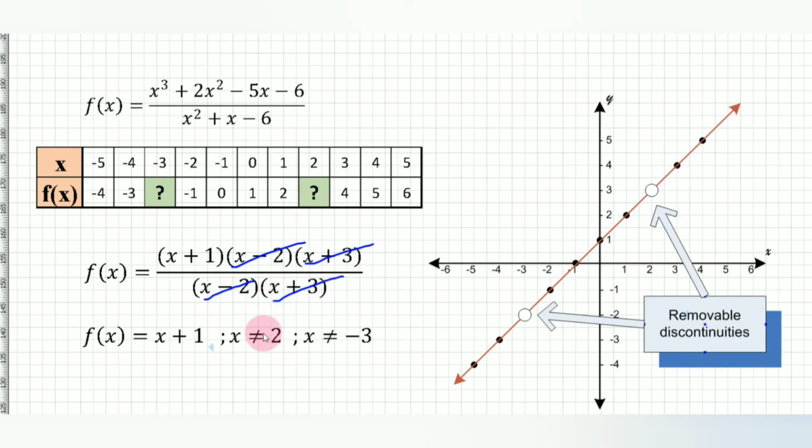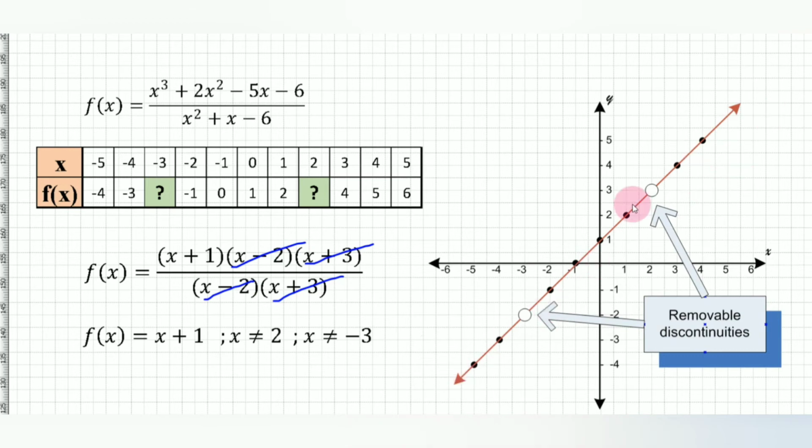Both discontinuities will be located at x equals 2 and x equals negative 3. If you need help finding the exact location of the open circles, just put the values into the simplified equation: 2 plus 1 equals 3. So the pair is 2 comma 3. This is the location of your first open circle. Then use negative 3: negative 3 plus 1 is negative 2. So the coordinate is negative 3 comma negative 2. This is the second hole, or the second removable discontinuity.